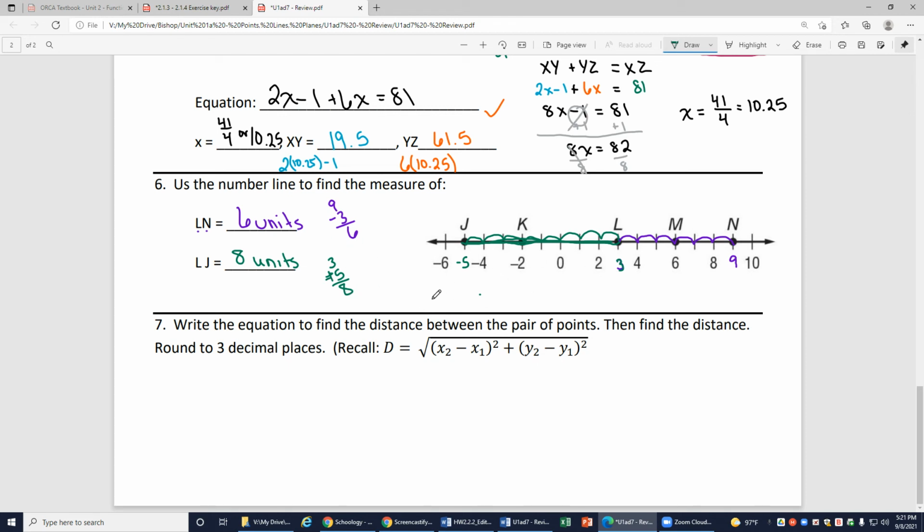So hopefully that makes a little sense. Or if you start here and you do negative 5 and then minus a 3, you'd have your negative 8, but it's the absolute value distance. So it's a positive 8. I hope I didn't just mess everybody up. Okay? All right.